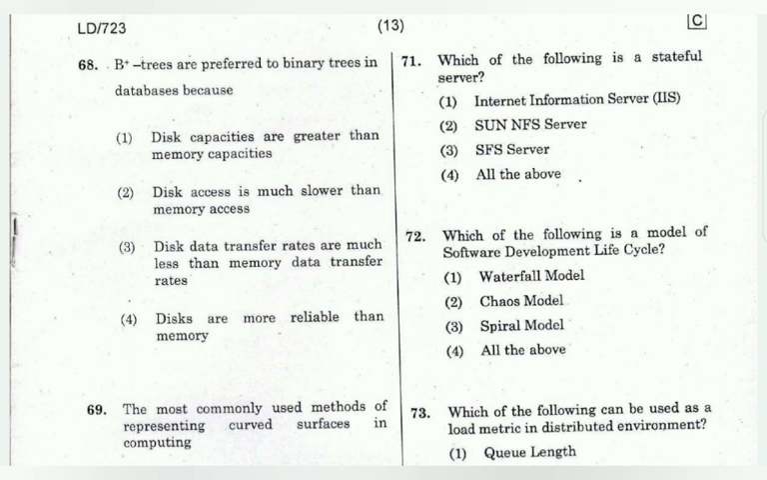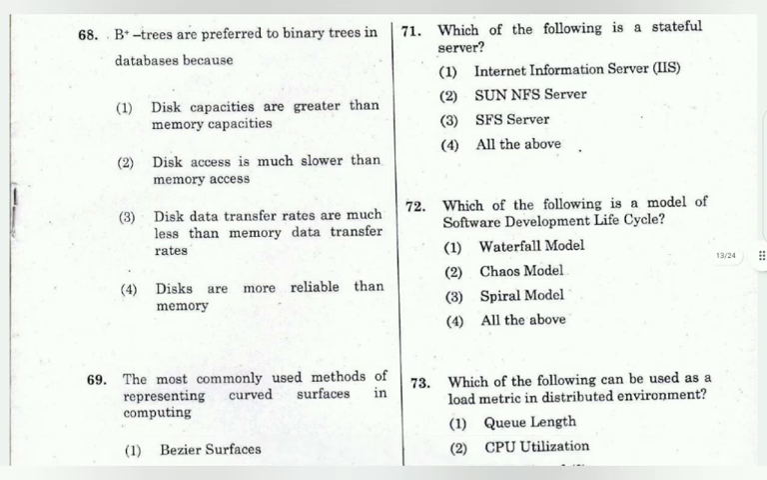Next. Which of the following is a model of a software development lifecycle? So SDLC models include the waterfall model, which is a linear and sequential development approach, the Chavos model that focuses on flexibility in software development, and the spiral model, which is a combination of iterative development and risk management. So option 4 is the right answer.